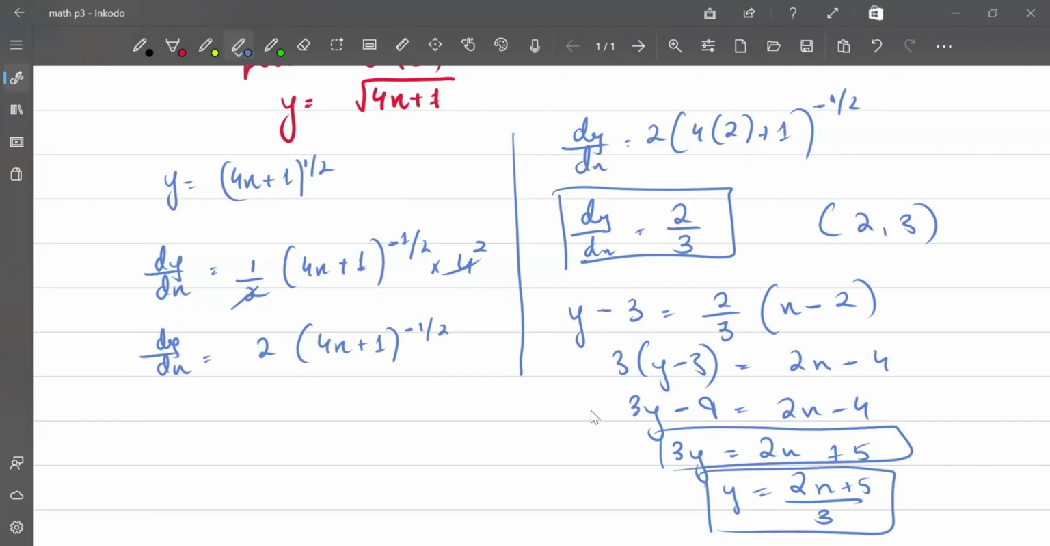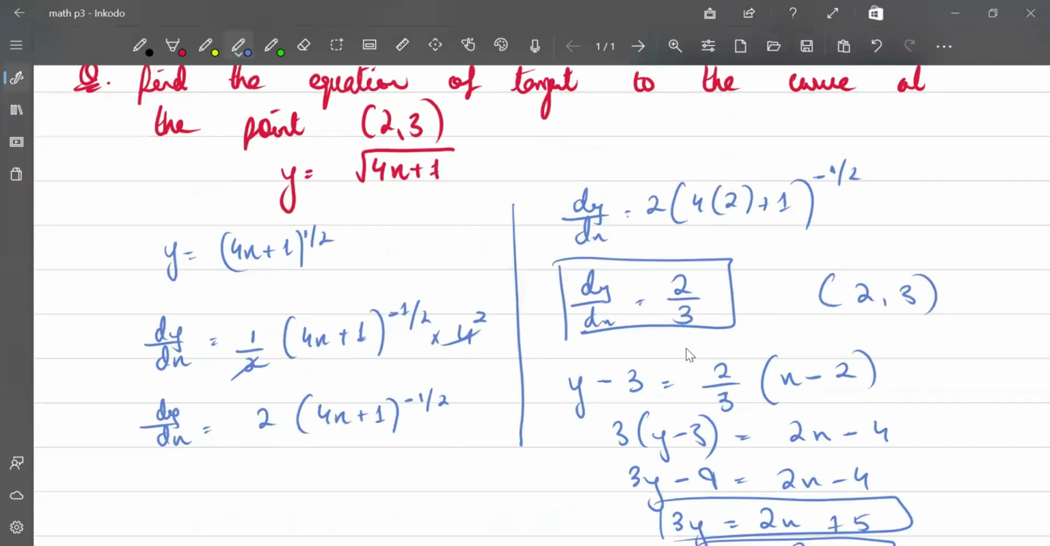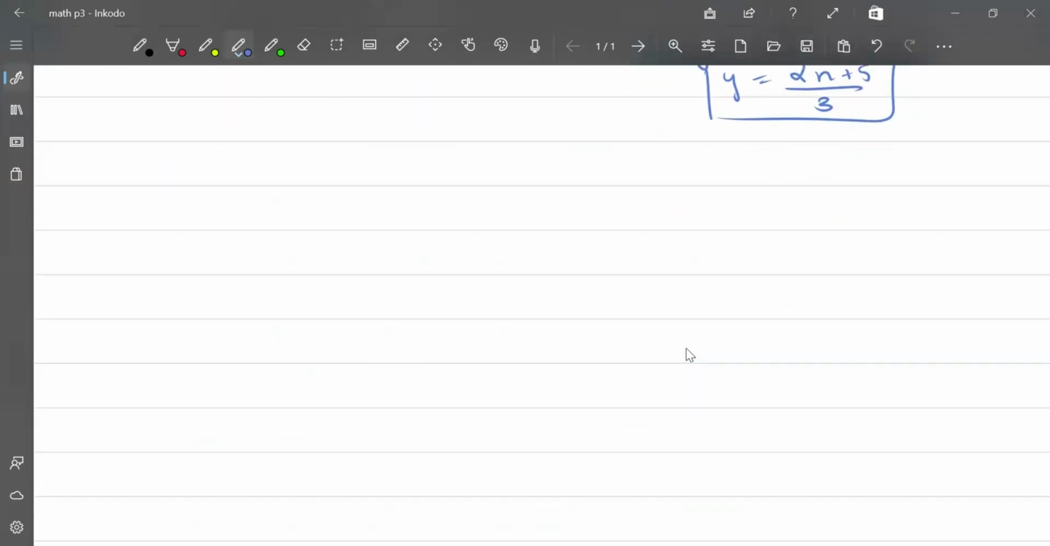All right, so this was our model number 13. Let's move on to model number 14, which is equation of normal.